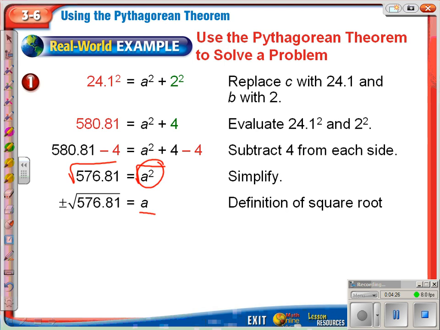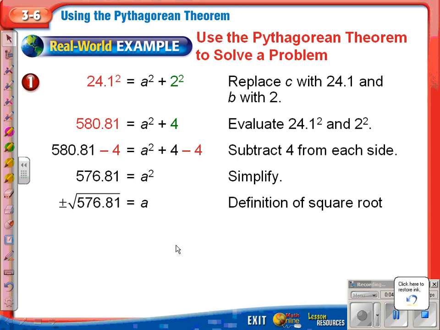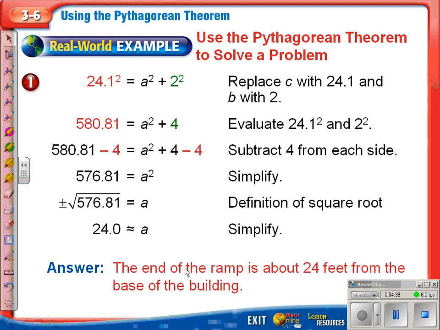576.81. And remember, we're dealing with distance, so even though we know with square roots there are two solutions, really the only solution that makes sense is a positive solution of 24.0. And then, of course, don't forget the label.